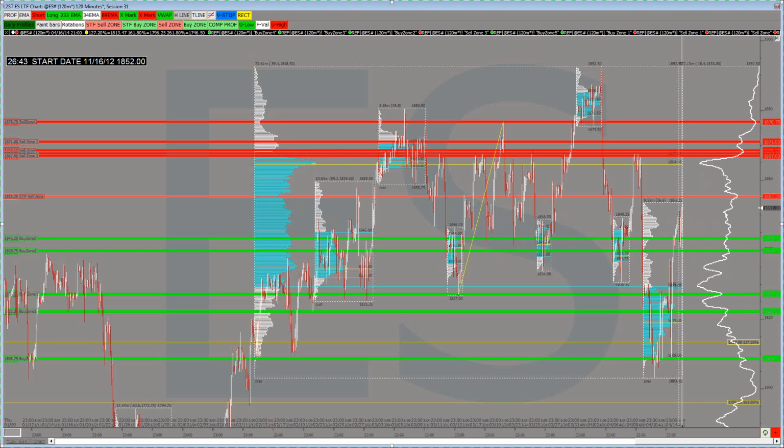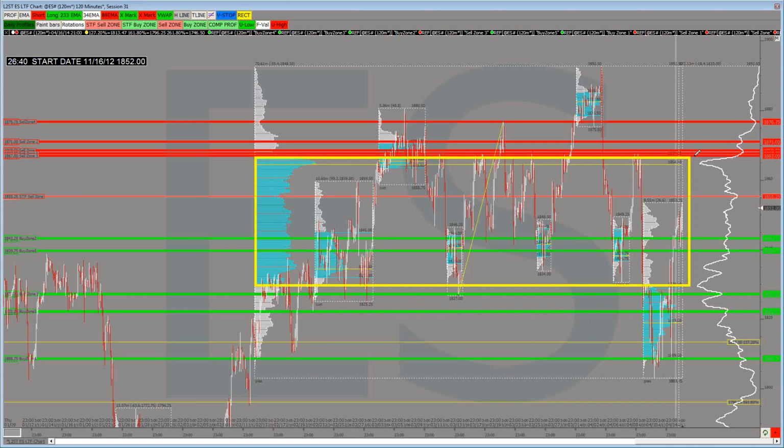What I want to know is that longer time frame players have established a range of value since February, which I'm going to highlight in yellow here. All I know is I want to play with the elephants. I want to jump on their back and be that fly on the back of the elephant.